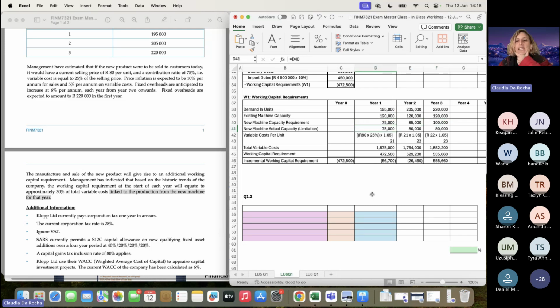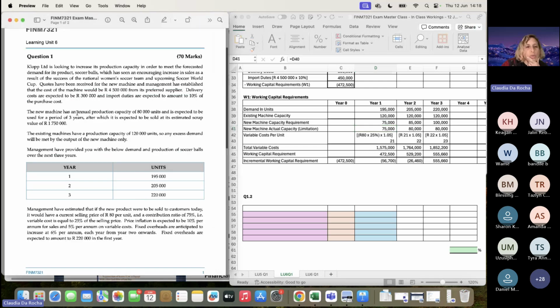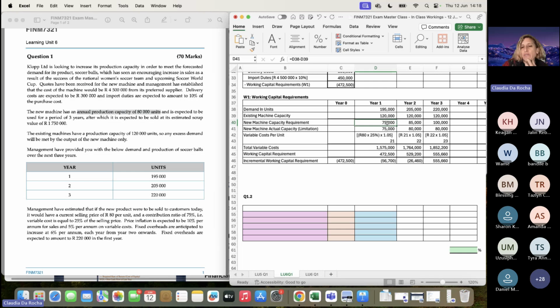But the new machine has a limitation. It is only able to produce 80,000 units, so we have to factor that in. If we need 75, we'll be able to produce 75. If it needs 85, we can only produce 80. If it needs 100, we still can only produce 80. So we have to limit it.